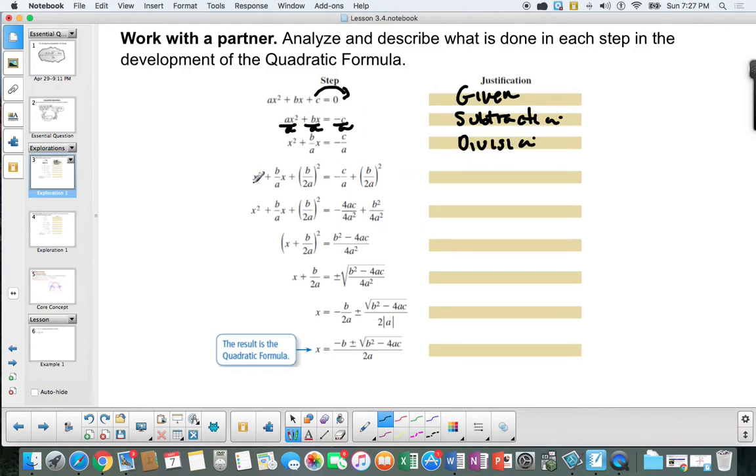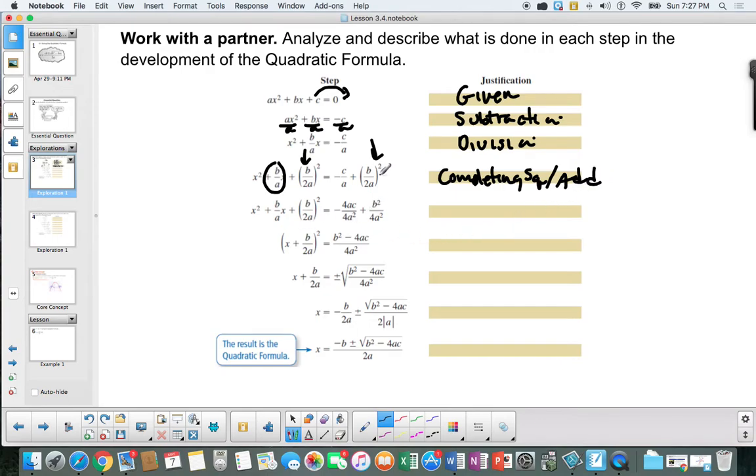Now we're going to take these two terms and we're going to take half of it and then square it. This is called completing the square. And if you add this to the left side, you must add the same thing to the right side. So we will be completing the square, and we are going to do some addition.